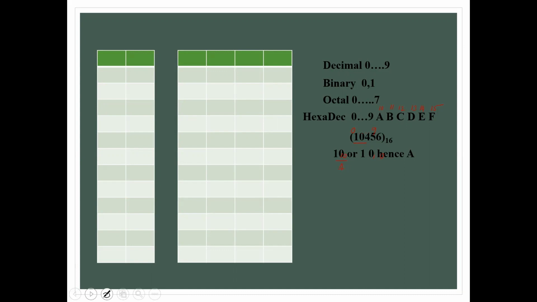Now, how does this basic counting work? First of all, let us have a look at it in decimal, because decimal is something that we all know, right? Decimal uses 0 to 9. Any base, if you have a base of n, will use the digits from 0 to n minus 1. So decimal, which is in base 10, will use the digits from 0 to 9. That's it. Understood?